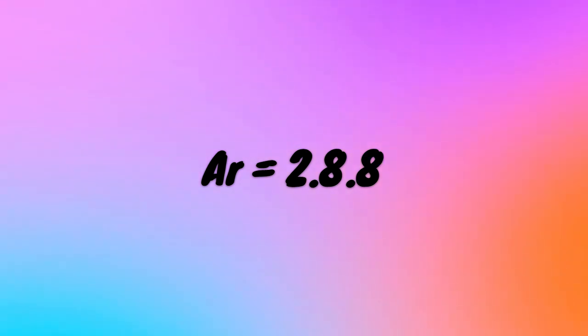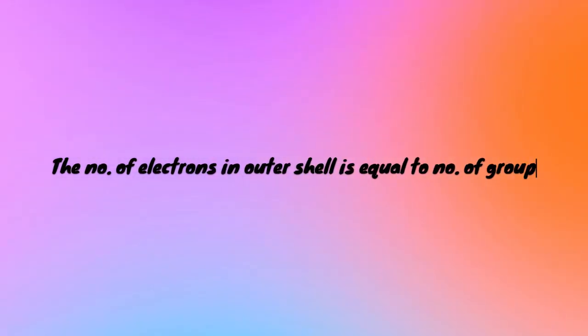Okay, then we just have a few little facts that we need to be aware of because they might need to be applied to certain questions. So the first thing we need to know really is that the number of electrons in the outermost shell of an atom is going to be equal to the number of that group.